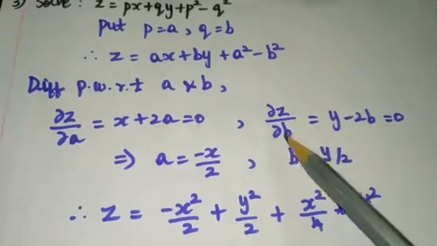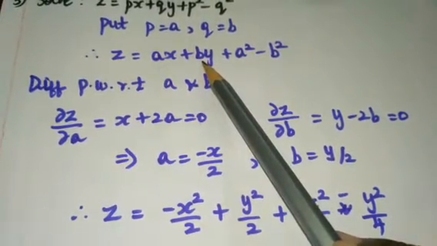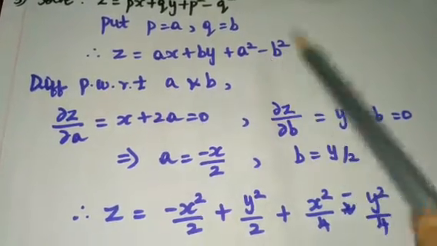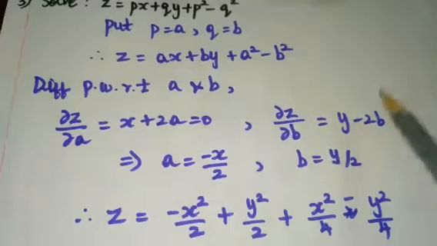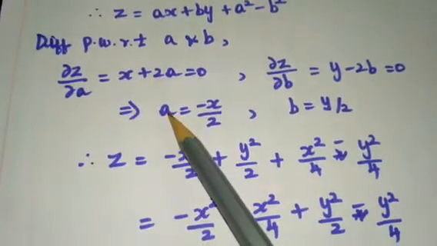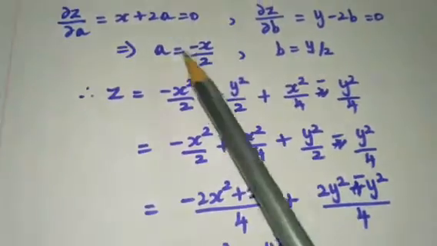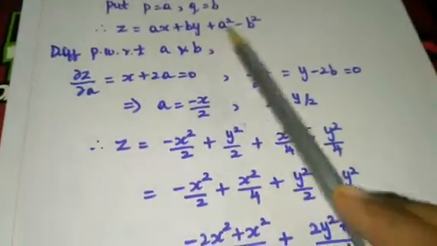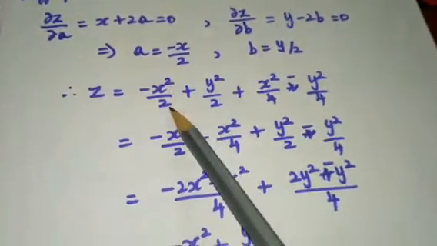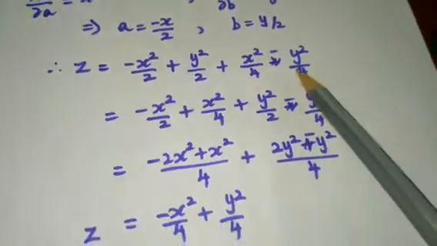Then dou z by dou b. Here ax becomes 0 and by becomes y, a square is 0 and minus b square differentiates to minus 2b, which is equal to 0. So from this you can say a is equal to minus x by 2 and b is equal to y by 2. So substitute this a and b in the complete integral. Therefore z is equal to minus x square by 2 plus y square by 2 plus x square by 4 minus y square by 4.